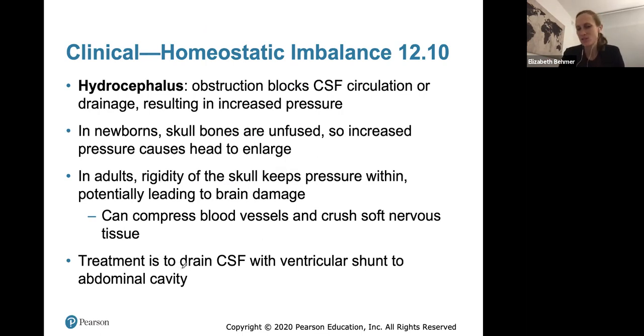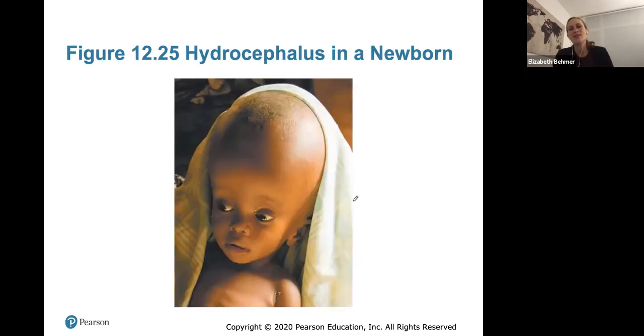The treatment is just to drain the cerebrospinal fluid with a shunt that drains it to the abdominal cavity. So this is hydrocephalus, and this was common. Help me out, guys. It's the mosquito, the Zika virus, that caused this.